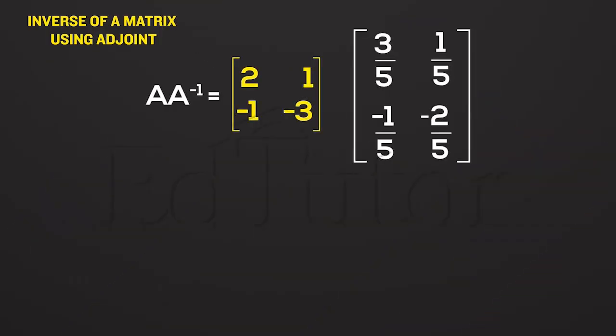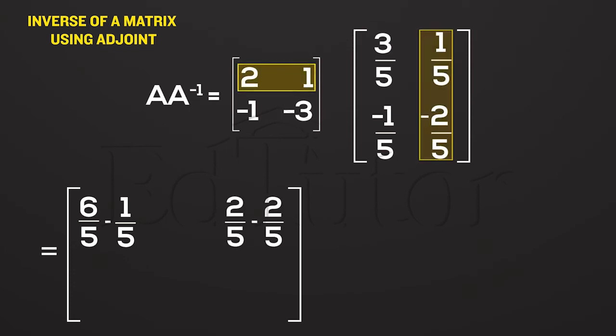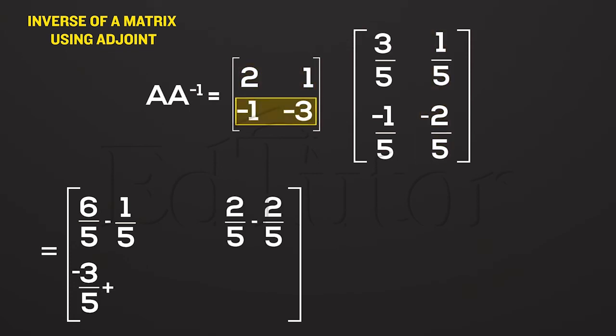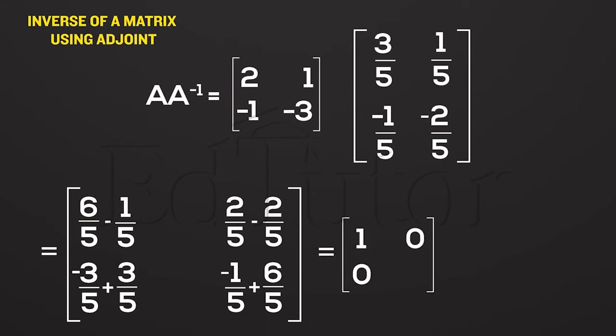We have A over here and the inverse of A over here. Multiply first row with first column, first row with second column, second row with first column, and finally second row with second column. Solve the fractions and you will get 1, 0, 0, 1, which is in fact an identity matrix. By verifying the relationship, we have checked that this matrix was actually the inverse of A.